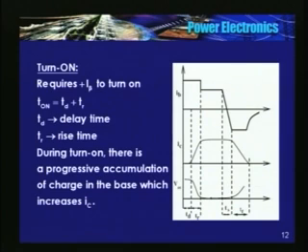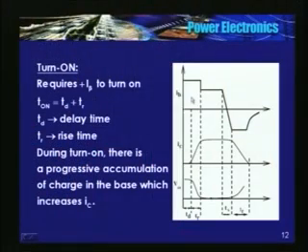Now coming to the turn on of the BJT. All of us know it requires a positive IB to turn on. Here are the waveforms. See, in the on period there are two values of IB. I will tell you sometime later the reason for this.